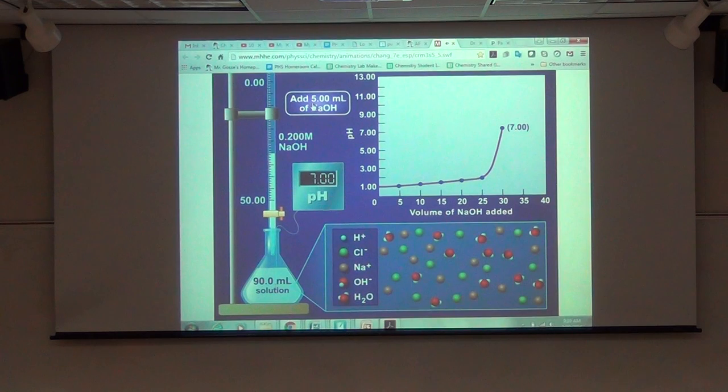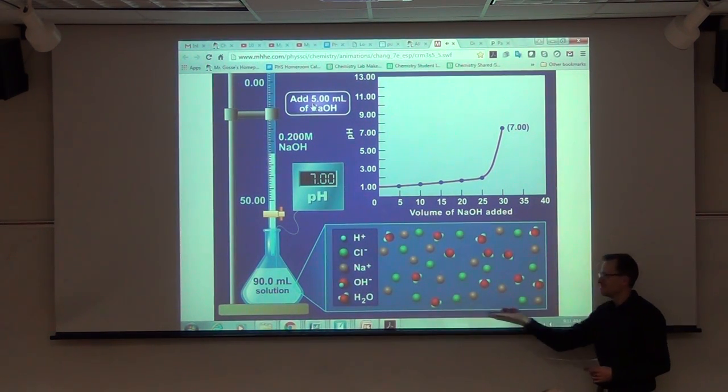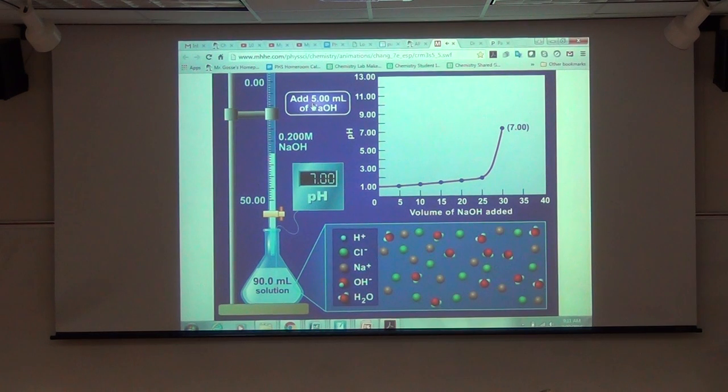At this point in the titration, the acid has completely reacted with, or been neutralized by, the base. This point is called the equivalence point. In the titration of a strong acid with a strong base, the pH at the equivalence point is 7. Note that only sodium ions and chloride ions are present in solution. Because these ions will not affect the pH of the solution, the pH is neutral. Click to add more sodium hydroxide.